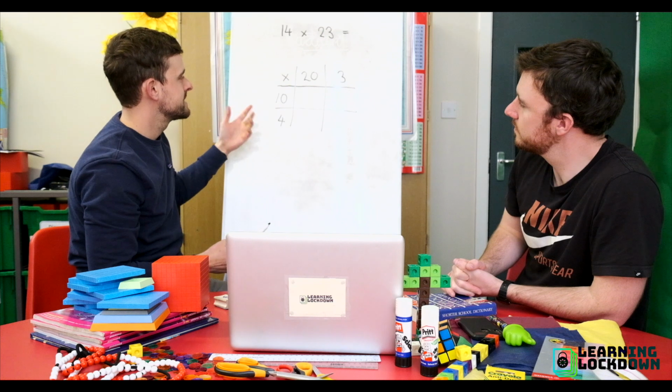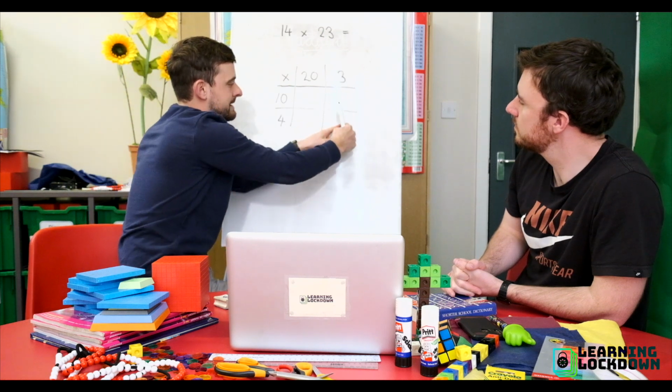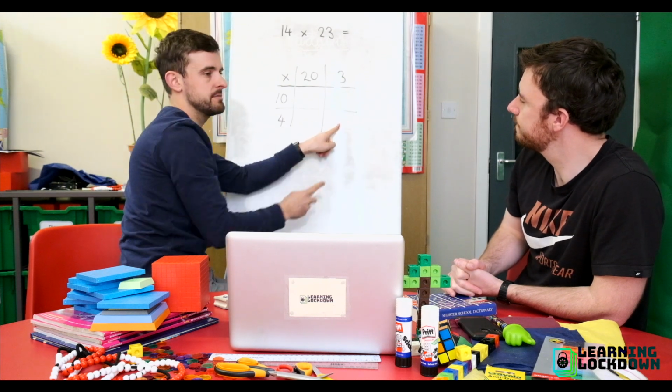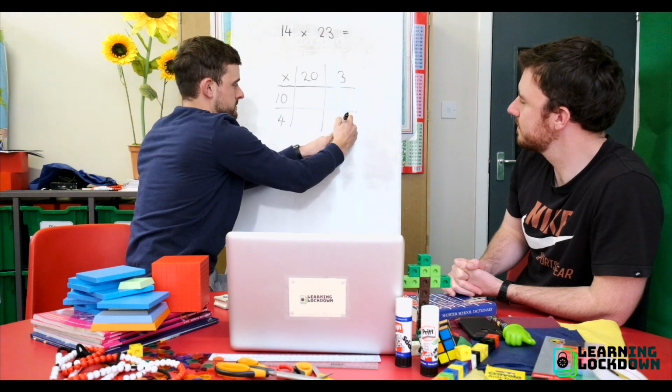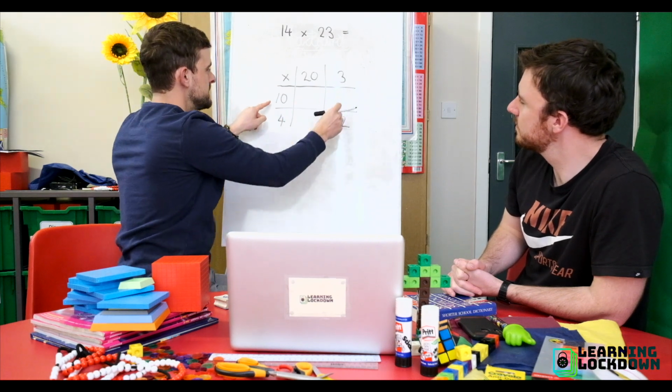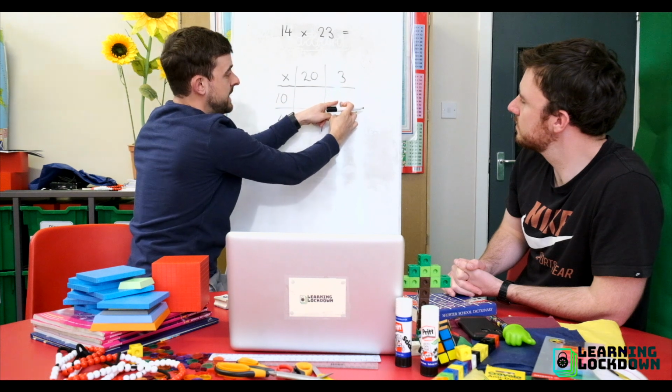So let's start nice and easy. Let's go 4 times 3. What would go into this box here, Mr. S? 12. So I've done my 4 times 3. Let's do 3 times by 10. 30.